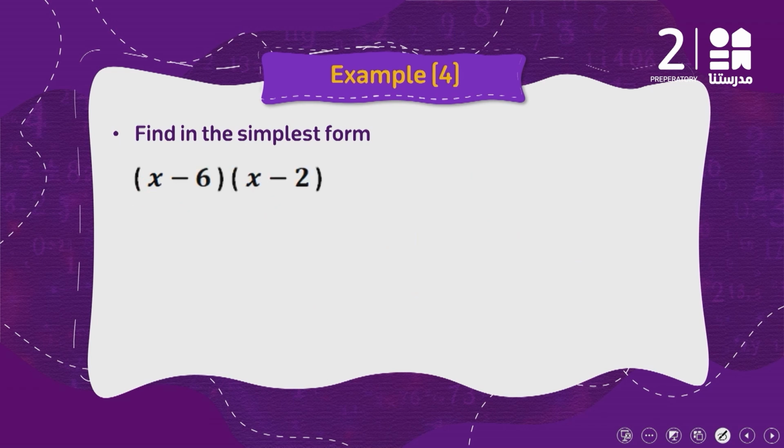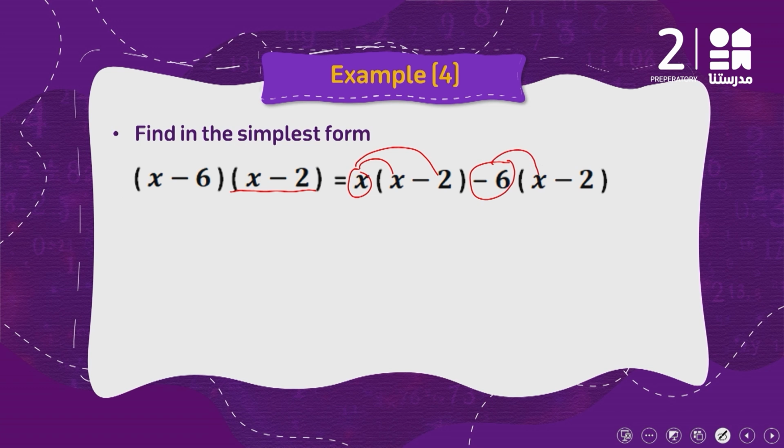If it's x minus 6 and x minus 2, the same as previous. Let's take x with x minus 2. Let's take negative 6 also with x minus 2. Let's expand x times x, x times negative 2. This value times this one, and negative 6 times negative 2.